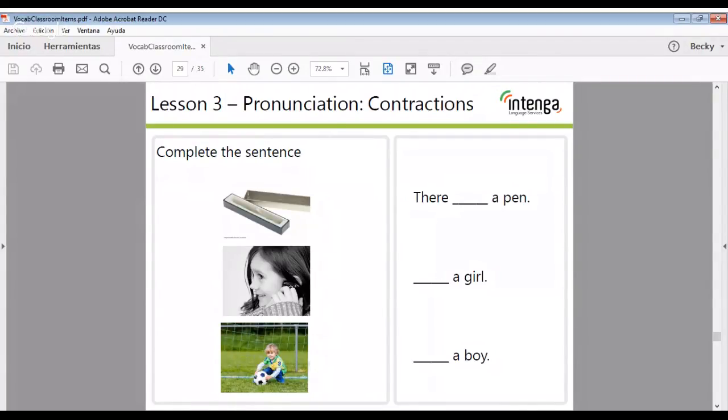There is a pen. Okay, we're contracting here today, Ken. Okay, sorry. There's. Yep. There's a pen. That's all. What about the next one? There's a girl. And how would you write that? She's. She's good. And the last one? He's a boy. Very good. There you go. Perfect. Good.